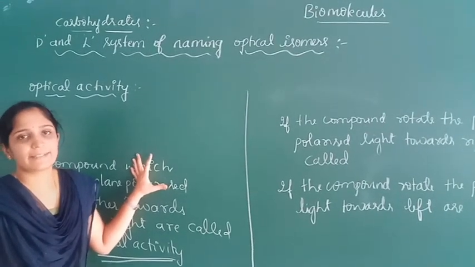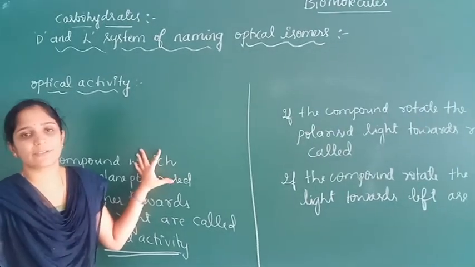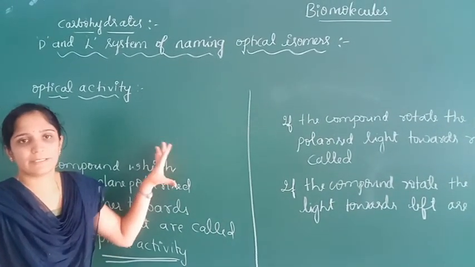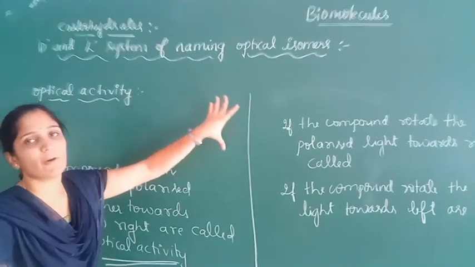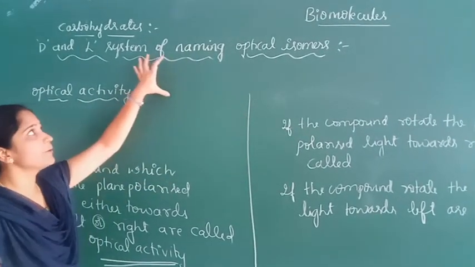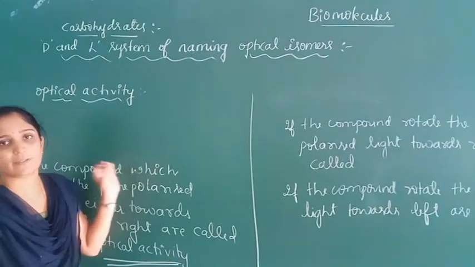In our last class, we discussed preparation of glucose and structural elucidation of glucose. So in this class, we shall discuss D and L system of naming of optical isomers. Before going to this topic, we should know some definitions.